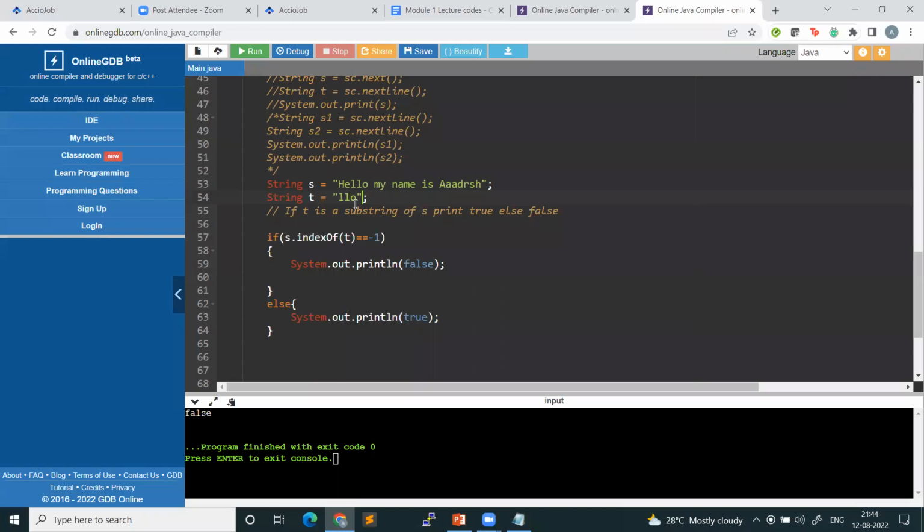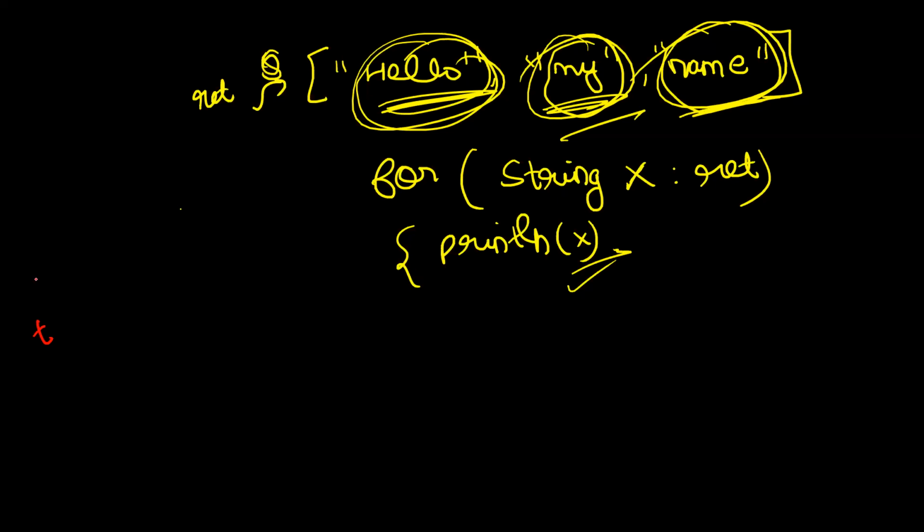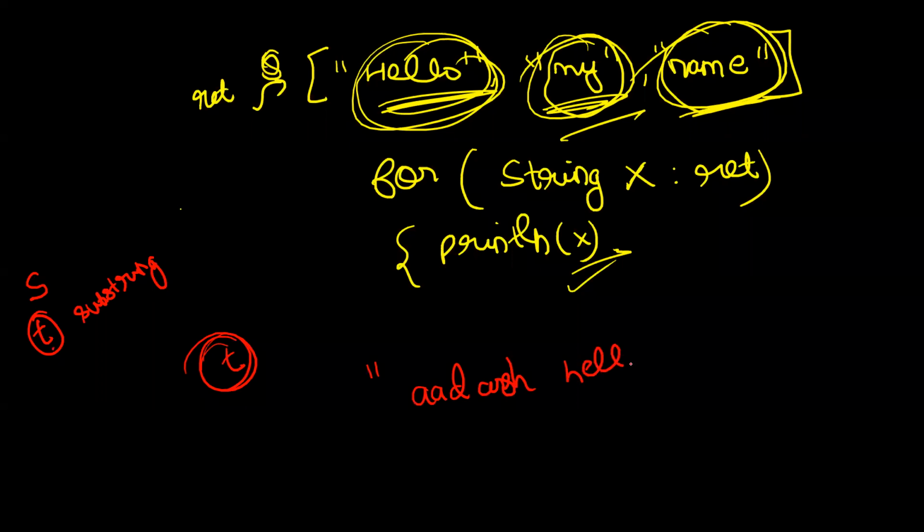Explain line number 57. What is line number 57 telling you? I am asking, given a string S and a string T, is T a substring of S? If T is a substring of S, then T is present inside S, and definitely you will get some index for this substring T. Let's say I am asking you... what happened?